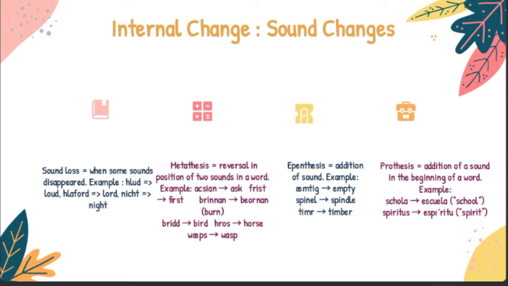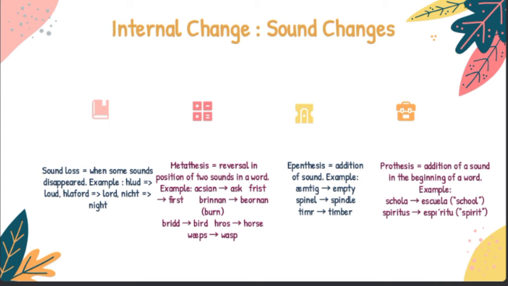Another example is a velar fricative that was used in the older pronunciation of nicht. It is closer to the modern German pronunciation, Nacht, but it is absent in the contemporary form of English, which is night. The second sound change is called metathesis. It involves a reversal in position of two sounds in a word. For example, action becomes ask, breathe becomes bird, first becomes first.